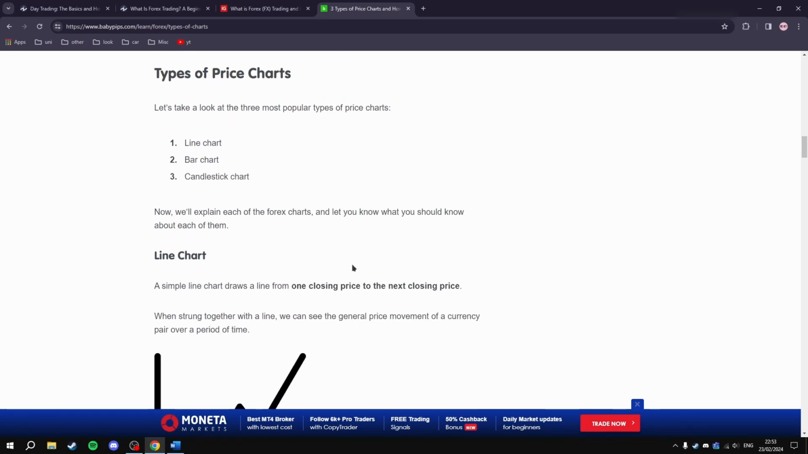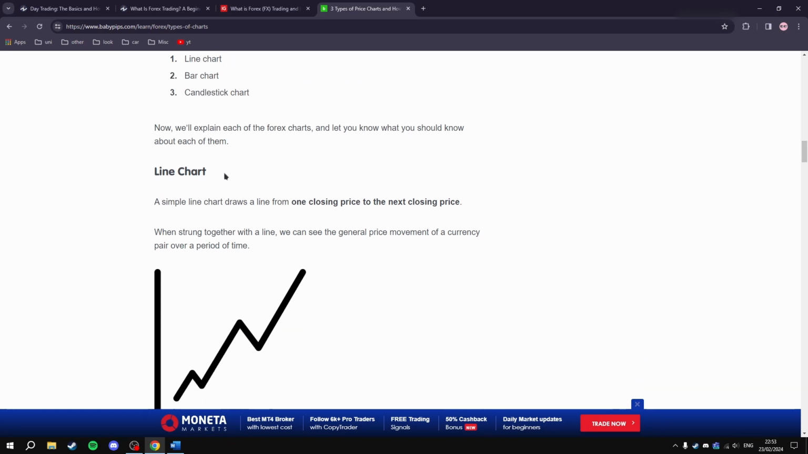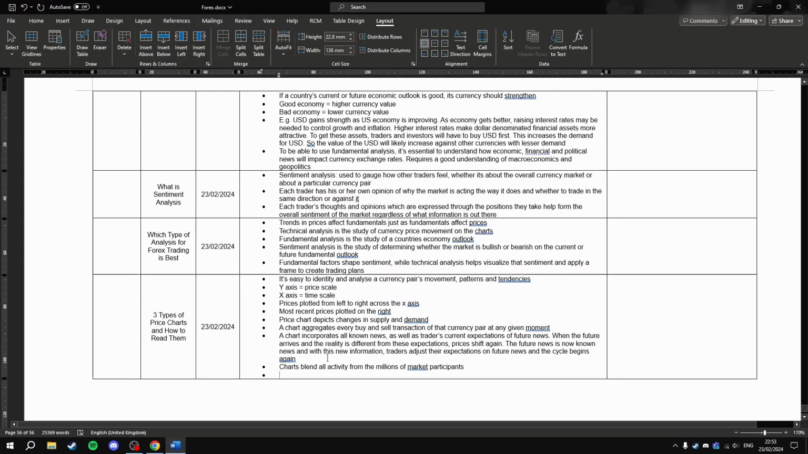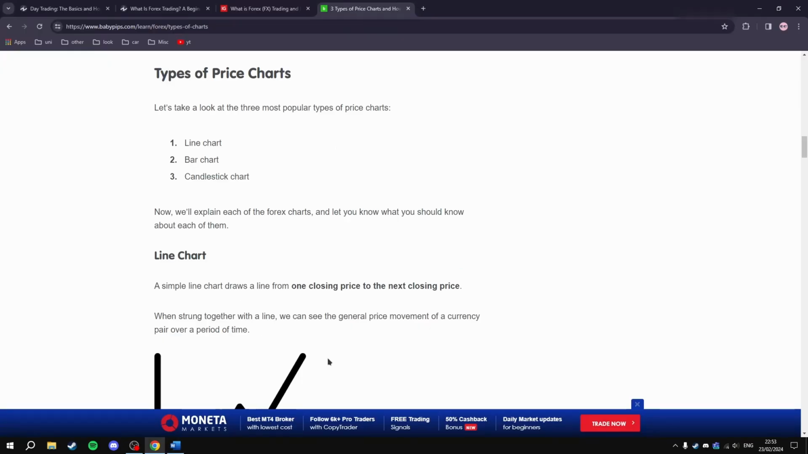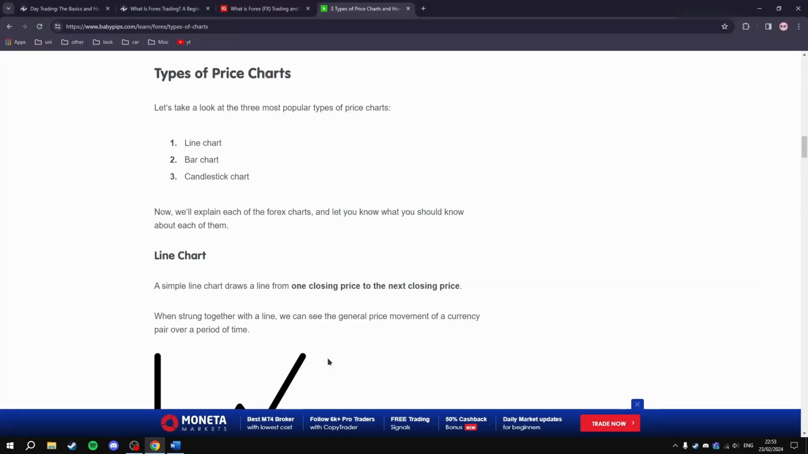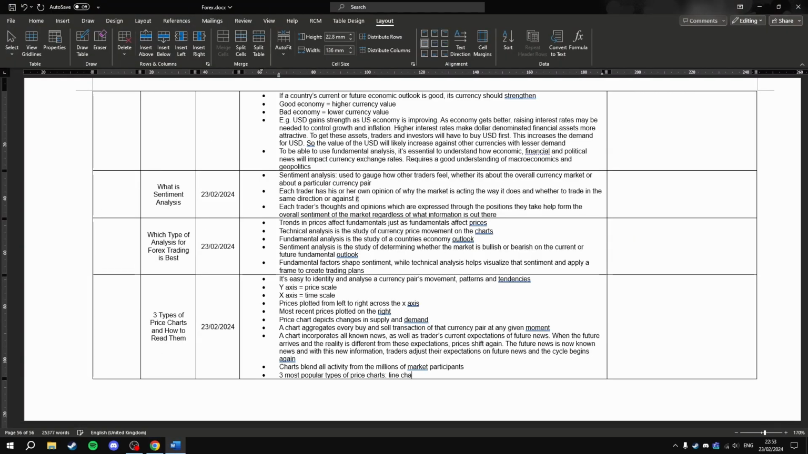Types of price charts. Let's take a look at the three most popular types of price charts: line chart, bar chart, candlestick chart. Now we'll explain each of the Forex charts and let you know what you should know about each of them.